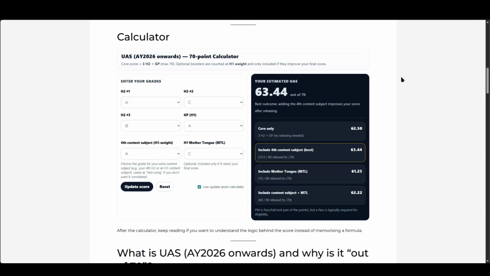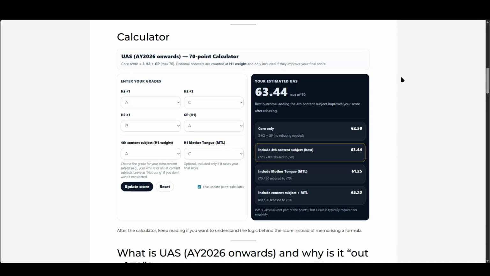Then, if applicable, you can also enter your 4th content subject and your H1 mother tongue. But these are treated as optional boosters. They are not automatically included just because you took them. They are only counted if they improve your final score after rebasing. And this is where many students get confused.